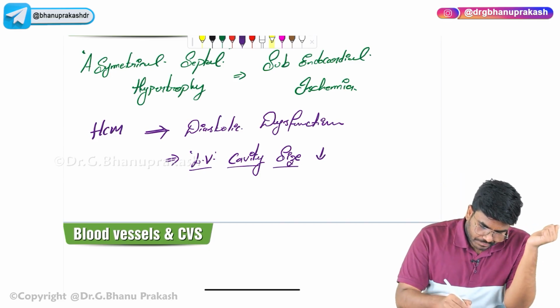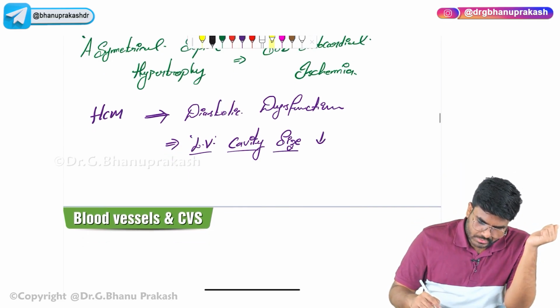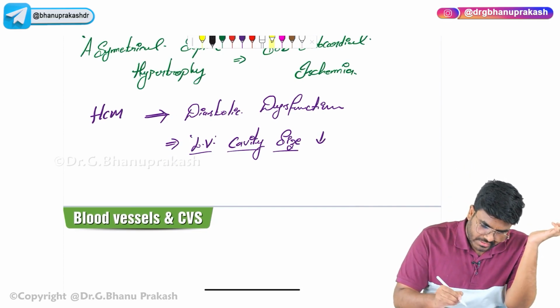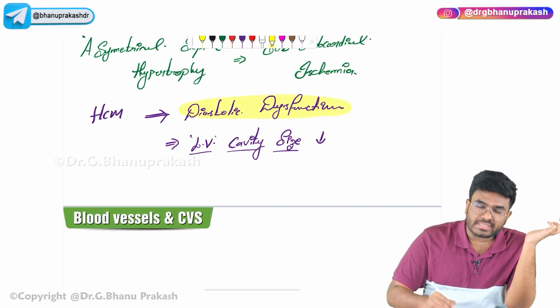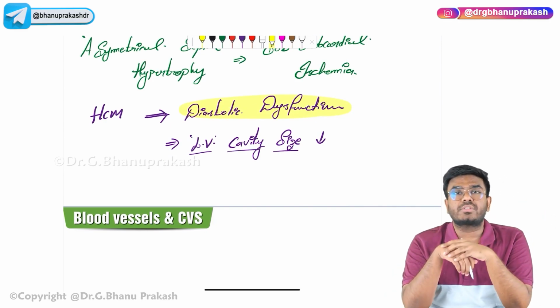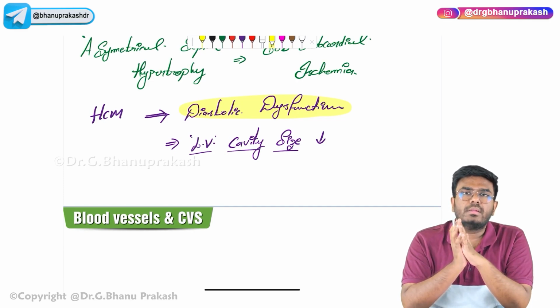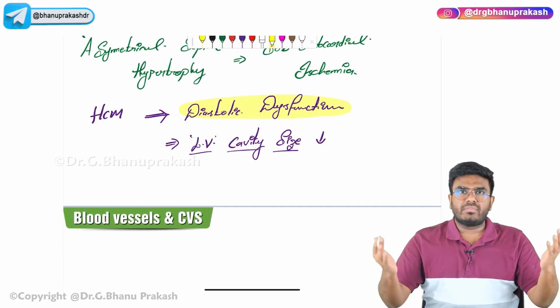Next, what else you should know? So the filling is less. First of all, it's not getting properly filled. It's a diastolic dysfunction, upon which one more problem is there: outflow tract obstruction is also there. It's not filling properly, so there is not a sufficient amount of filling. But okay, life is going on.